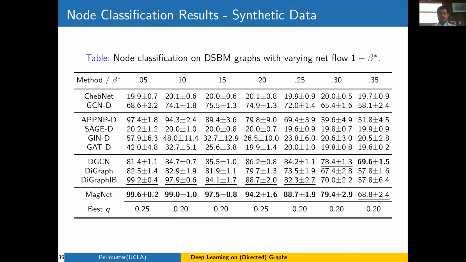We also applied this to our synthetic data set with varying degrees of net flow. And again, these are networks deliberately designed for directional information to be important. So not unsurprisingly, most of the methods which were not designed for directed graphs perform quite poorly. The methods which were designed for directed graphs tend to perform quite well. But MagNet does generally achieve the best performance across the majority of parameter settings.